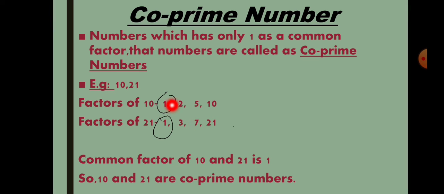Now the common thing between both the numbers' factors is 1. Means both the numbers have 1 as a common factor. So that means if 1 is the common factor of both the numbers, then they are called co-prime numbers. Understood, students? The common factor of two numbers should be 1. Then only those numbers will be called co-prime numbers. Now let's take an example.